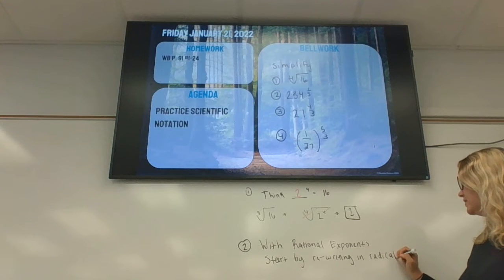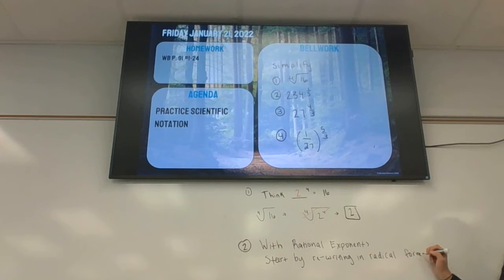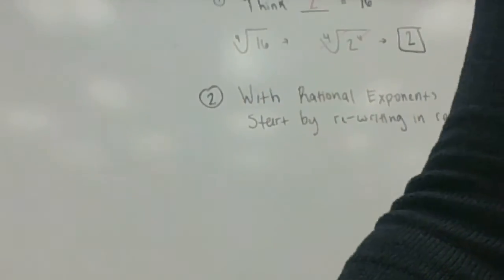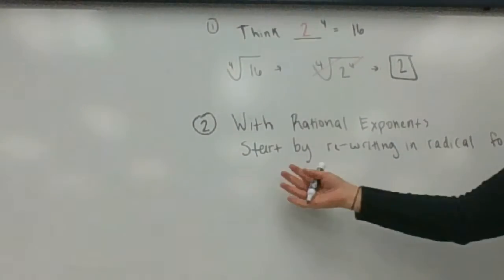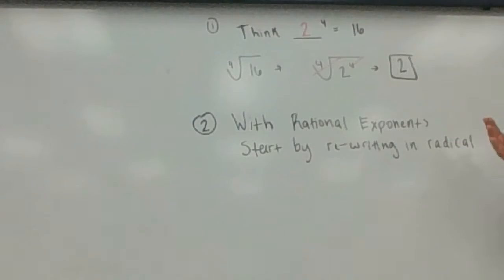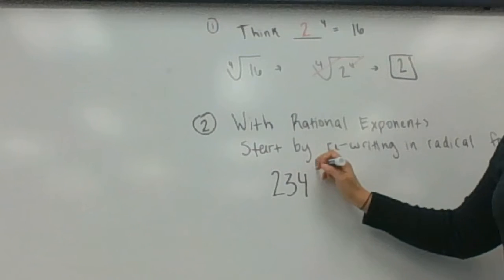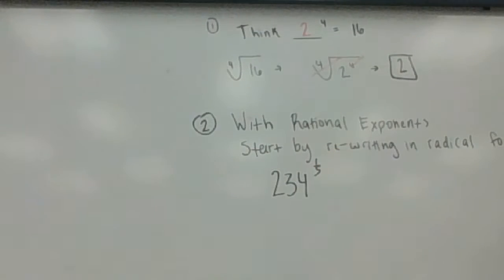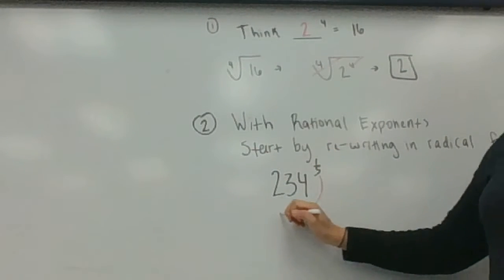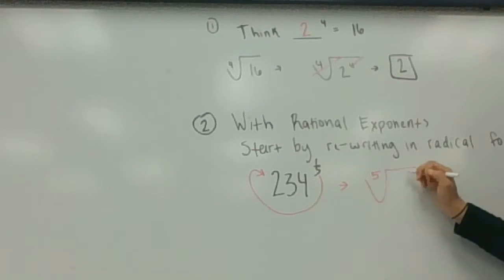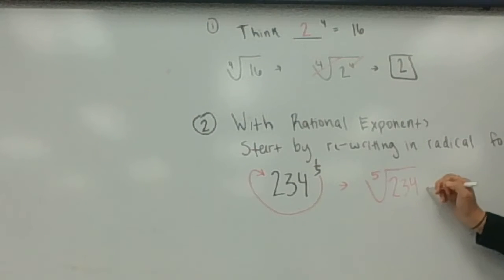So I've written this for you kind of throughout the week in different ways of steps. I say begin with radical form. So this is the conclusion here. With rational exponents such as number 2, start by rewriting in radical form. So it's a 1/5. We've been practicing bringing the denominator down and around and making that the 5th root of 234.